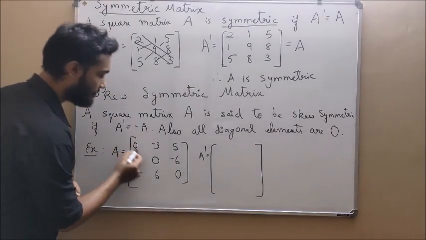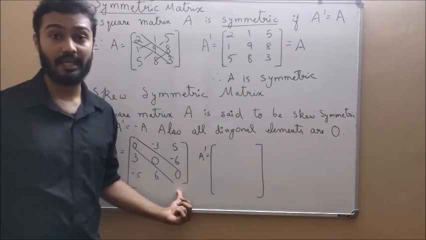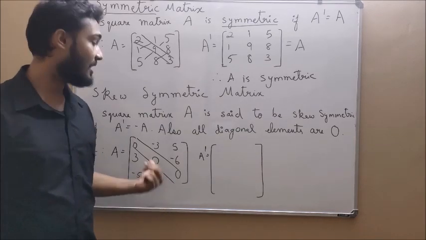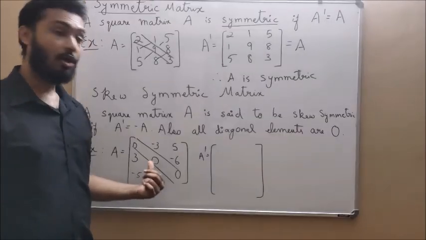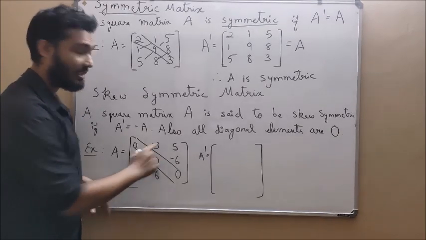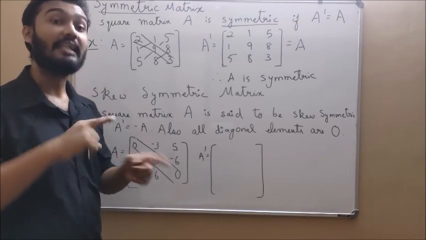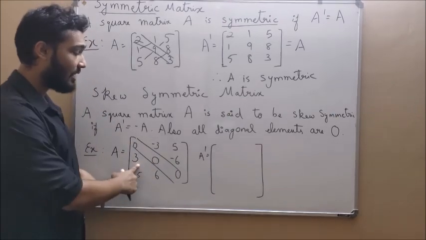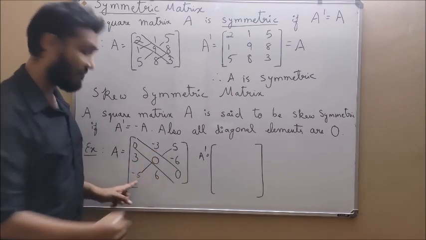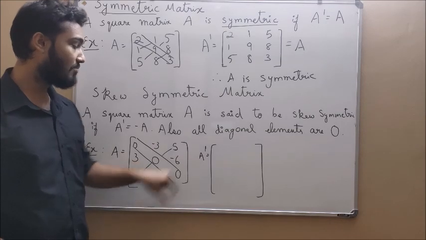So, look here, an example of a skew-symmetric matrix. Here, diagonal elements are 0. Next, what about the elements on either side of the diagonal? You see 3 and minus 3. The elements are negative of each other. They are same but negative of each other. So 3 and minus 3. This 5 and minus 5. Here 6 and minus 6.